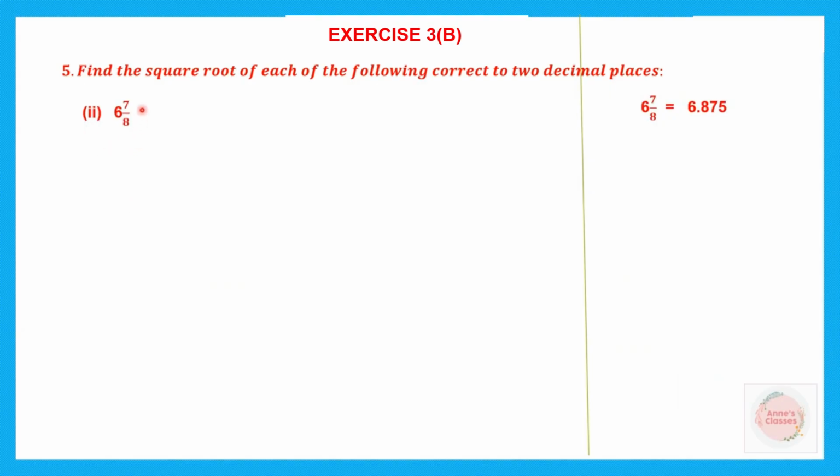Second question here is 6 and 7 by 8, again to 2 decimal places. And again in your question, this has been given to you. This has been converted into a decimal number 6.875. So let's start with that. So let's write 6.875. Now here again we have to find the square root correct to 2 decimal places.